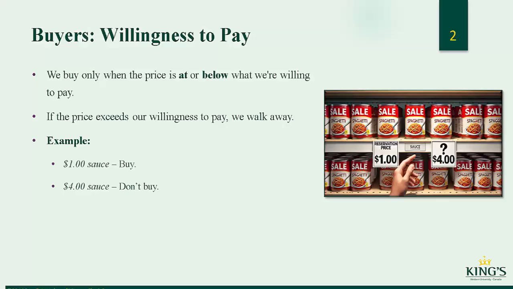For example, if a can of spaghetti sauce costs $1, you may buy it. Suppose though that the maximum you would be willing to pay for this can of spaghetti sauce is $3.50. Then, if the price were, say, $4, you wouldn't buy it. It's a pretty simple concept. So in this case, the maximum price you'd be willing to pay, in this example the $3.50, would be called your reservation price.